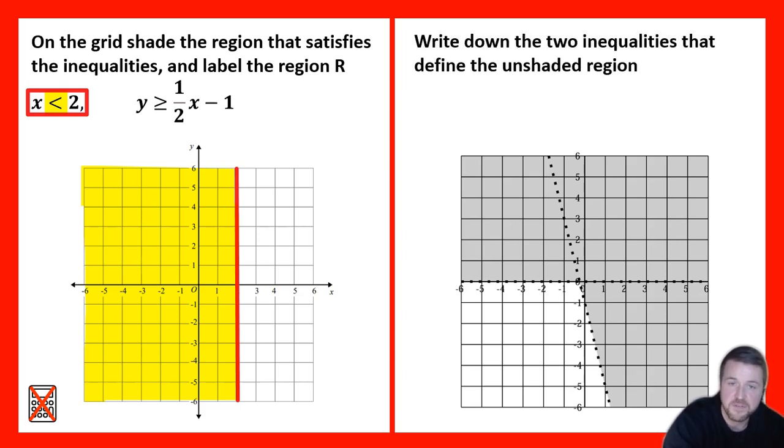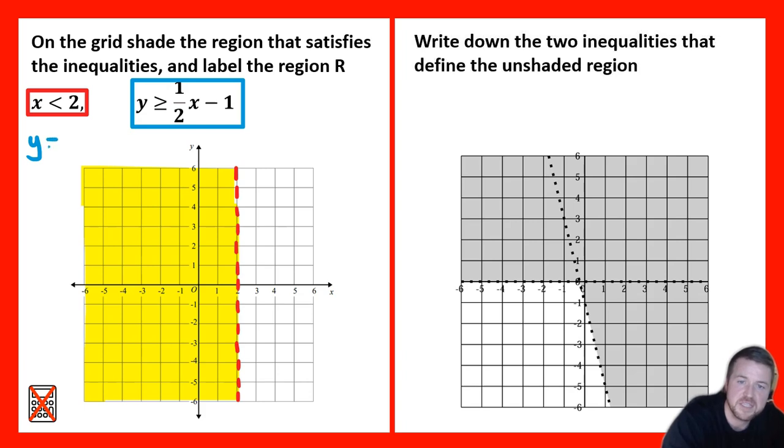One of the other things to consider is if the inequality symbol is strict or inclusive. Inclusive means it includes the number, and strict means it doesn't. In this case, it doesn't include 2, so we need to use a dashed or dotted line rather than a solid line. We need to shade the region that satisfies both of the inequalities at the same time, so I'll need to consider the second inequality before moving on to the next question.